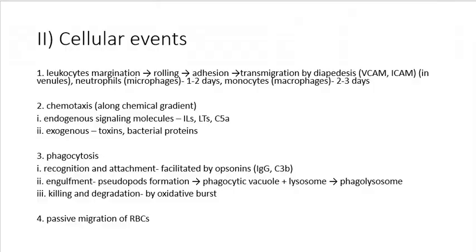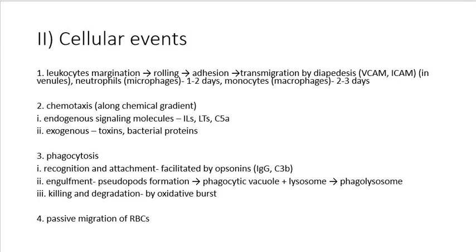And this initially happens in the first 2 days. It's the neutrophils. Macrophages and neutrophils can be used interchangeably, they're the same thing. They move in the first 2 days, and as the acute becomes chronic, monocytes or macrophages move in the next 2 to 3 days.